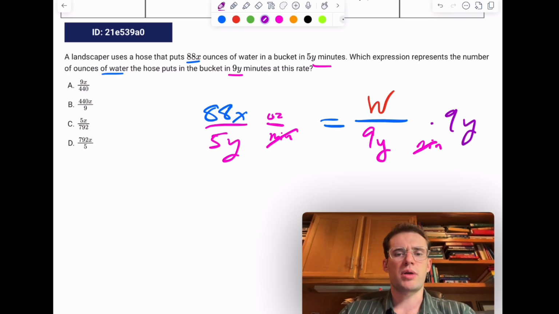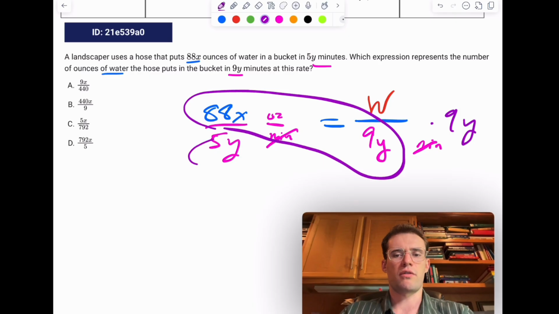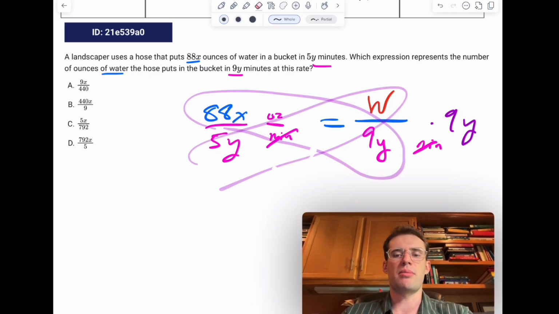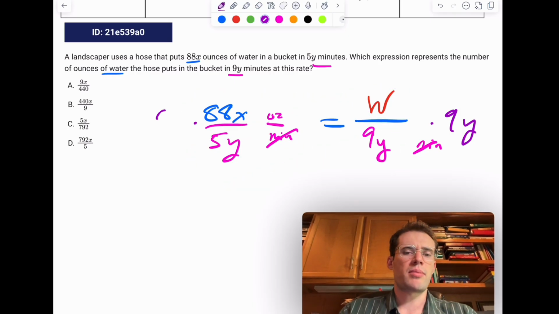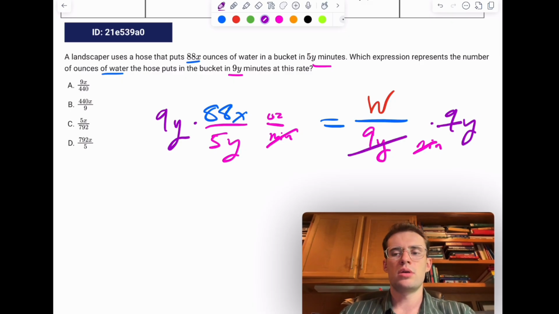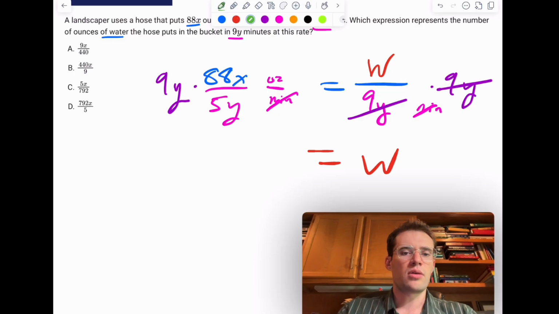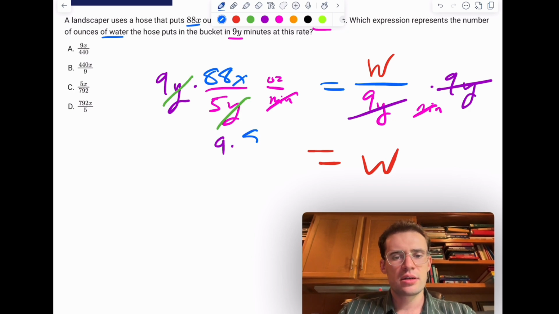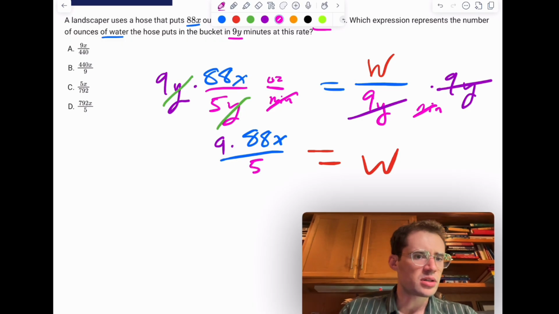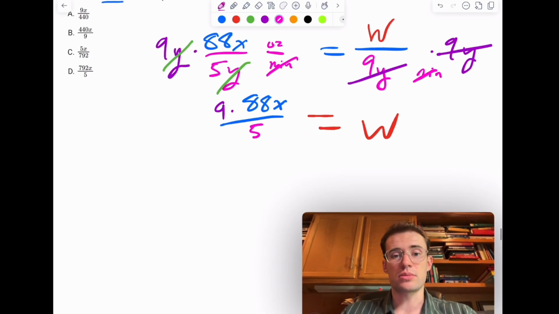Some of my kids would cross multiply or do like, some kids call this the butterfly method. You could do that, but then you end up having to divide by 5y anyway. So I'm just going to multiply by 9y, get that W alone. And we get that W is equal to, well, over here, Y divided by Y will cancel out. So we have 9 times 88x over 5. And we're going to be left with an x, but it looks like all the answer choices do have x's in them, so that's good.